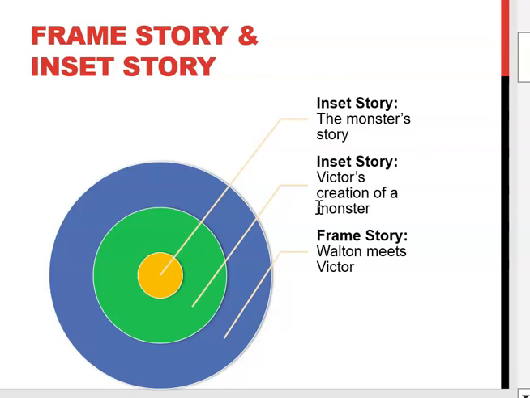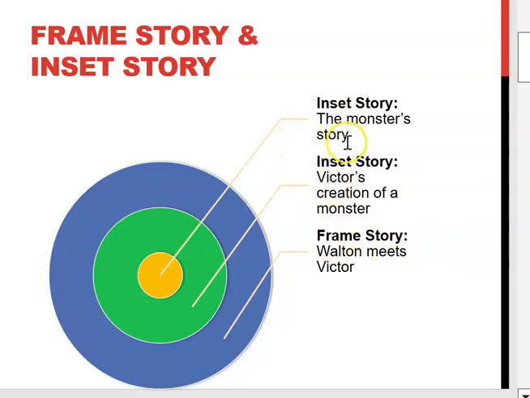The creature itself doesn't have a name. I know we often associate the creature, the monster, as named Frankenstein, but once you get into the book, you'll notice that there is no name for the creature and that Frankenstein is the name of the creator. So we have a kind of story within a story within a story.